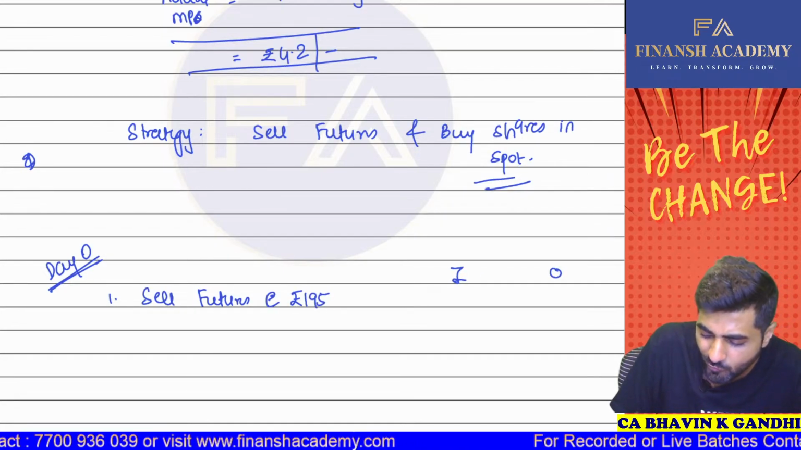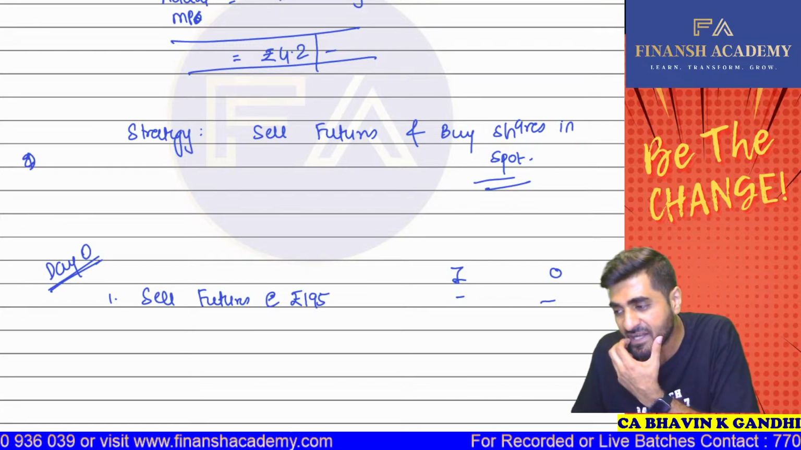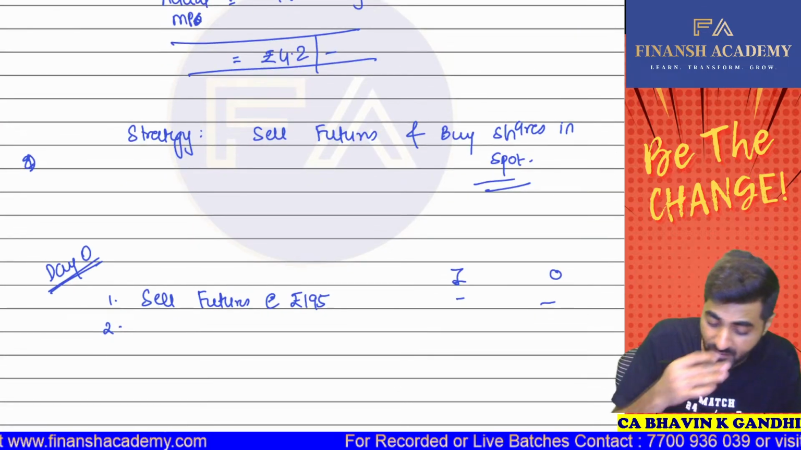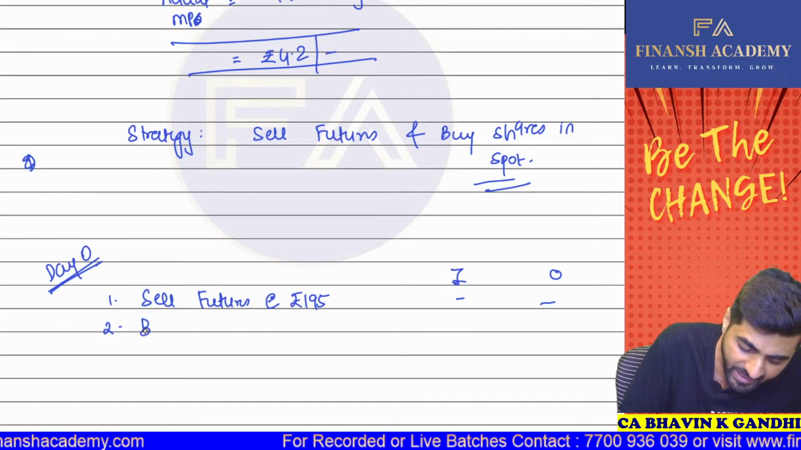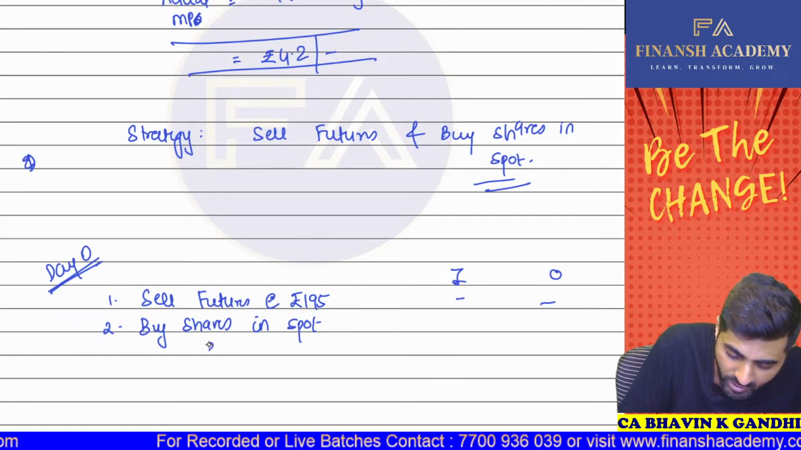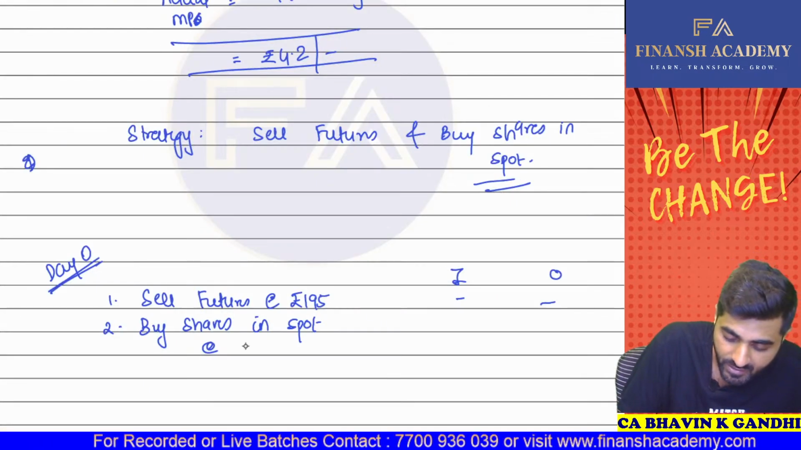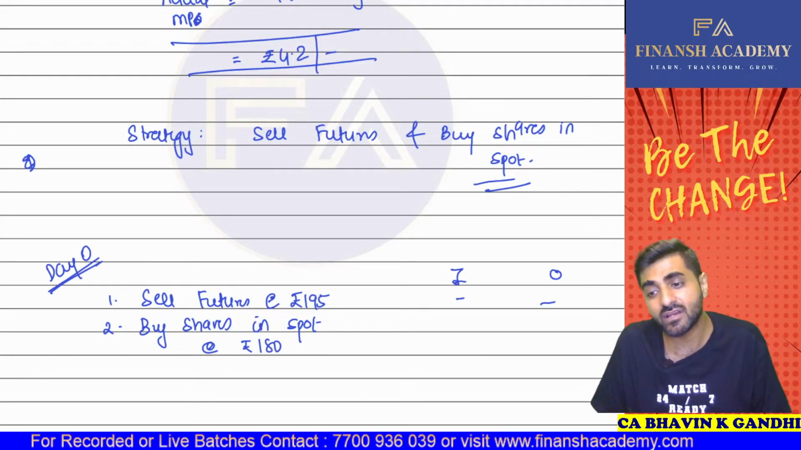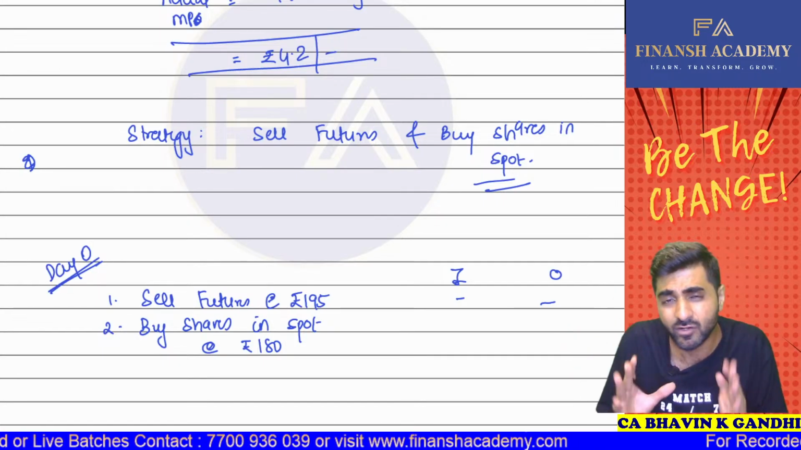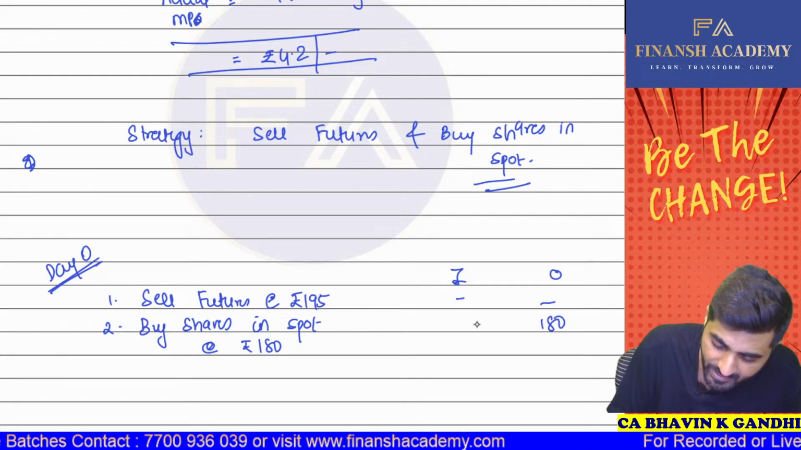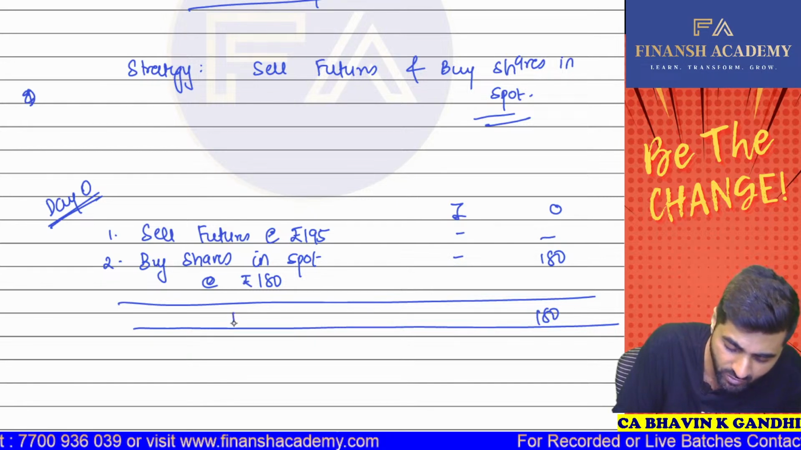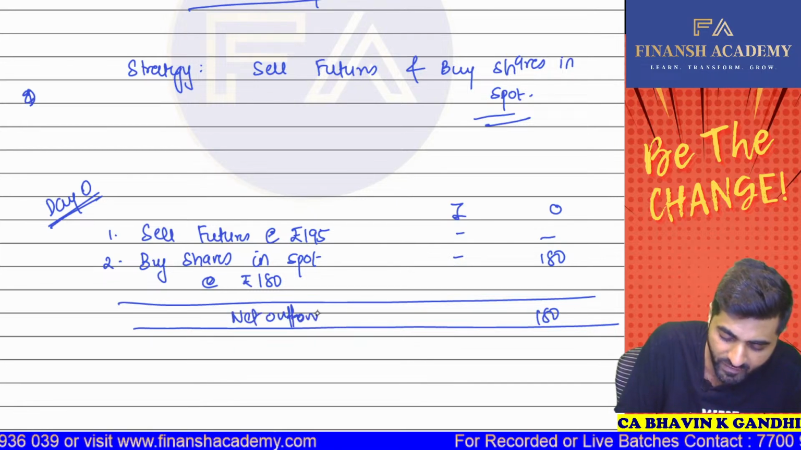So there is not going to be any inflow or outflow for the same, obviously, because we are selling futures at rupees 195. The second part is, my dear students, now we will be buying shares in spot at what price? The price which is given to you is 180. So we'll be taking a long position in the shares in the spot market at rupees 180. So there is an outflow of rupees 180. So eventually, we have a net outflow of 180 at day zero.